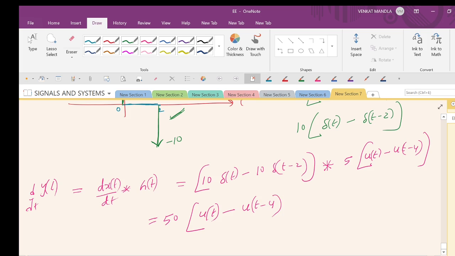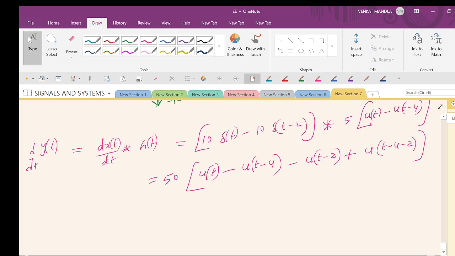Next, minus delta t minus 2 convolution with u(t): minus u(t minus 2). I'm just applying the properties, right? Next, minus into minus plus delta t minus 2 convolution with u(t minus 4): you will get u(t minus 4 minus 2). So this is 50 into u(t) minus u(t minus 4) minus u(t minus 2) plus u(t minus 6).